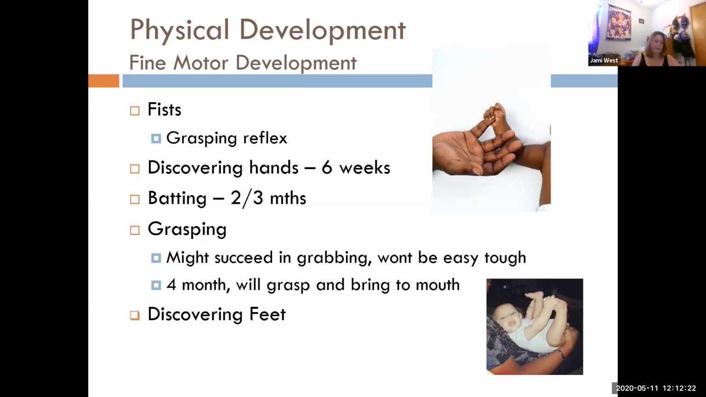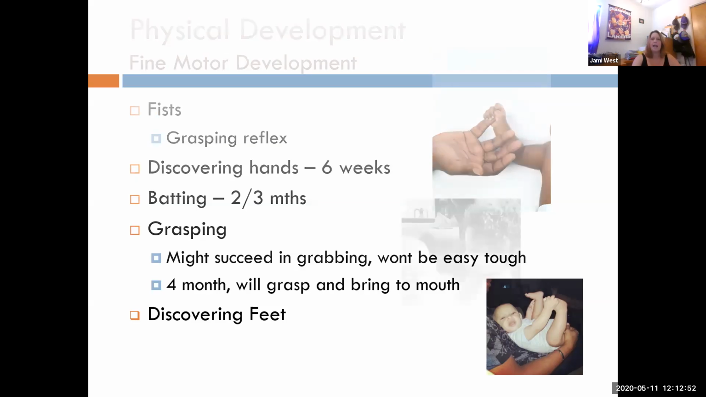And then right around 6 months, you see the picture down there at the bottom, is when they discover their feet. And yes, even those they're going to put in their mouth. I actually have video of my grandson sucking on his toes like it was his thumb. Going to town. So that is the fine motor development, the progression for 0 to 6 months.